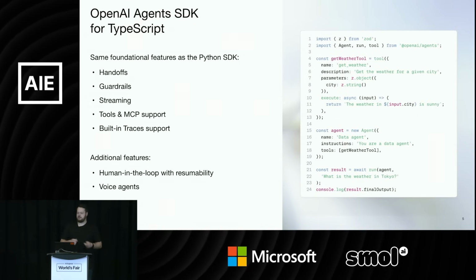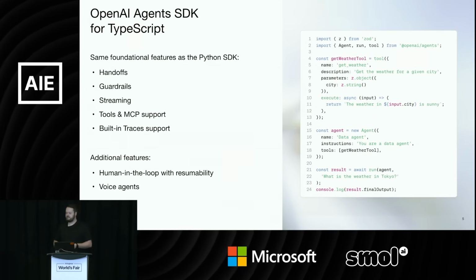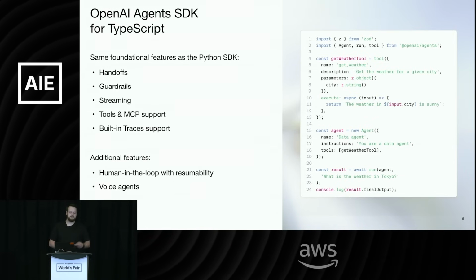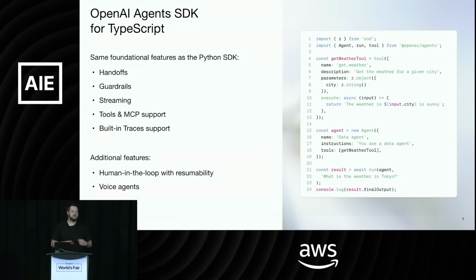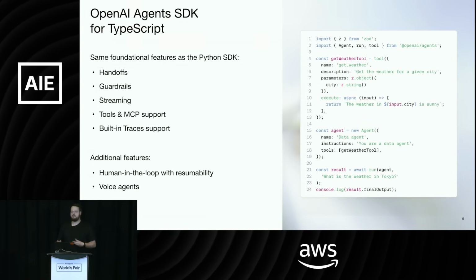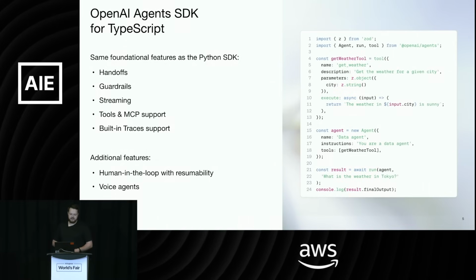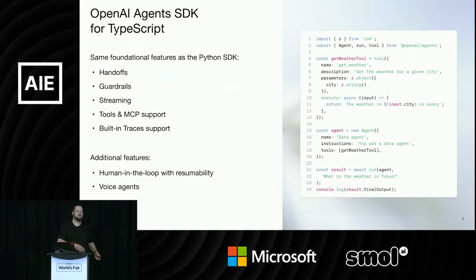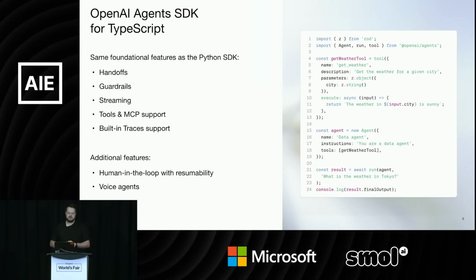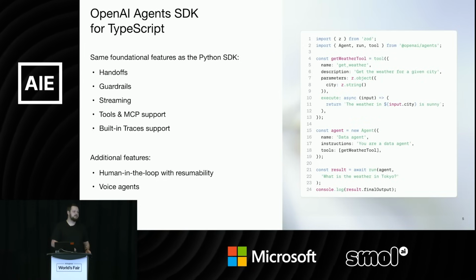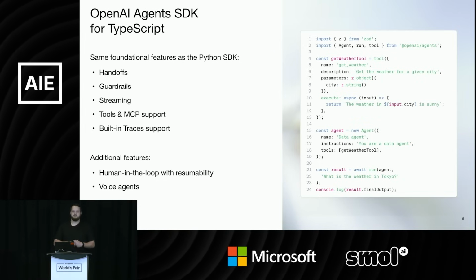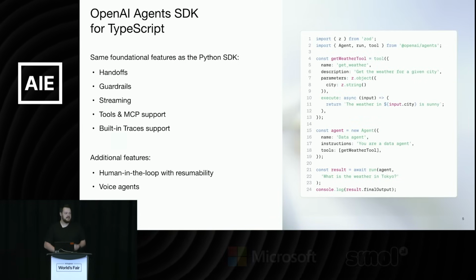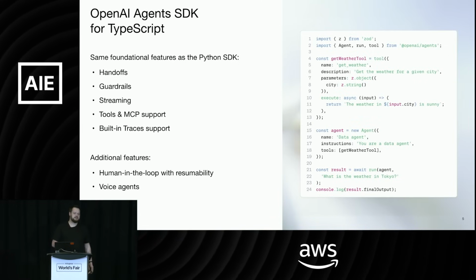It comes with a couple of different base foundational features, including handoffs, guardrails, streaming input and output, tools, MCP support, and built-in tracing, so you can see what your agents did and how they interacted with each other. Additionally, the SDK we launched today in TypeScript also includes human-in-the-loop support with resumability, so that if you need to wait for human approval for a while, you can deal with that. And most importantly, native voice agent support.